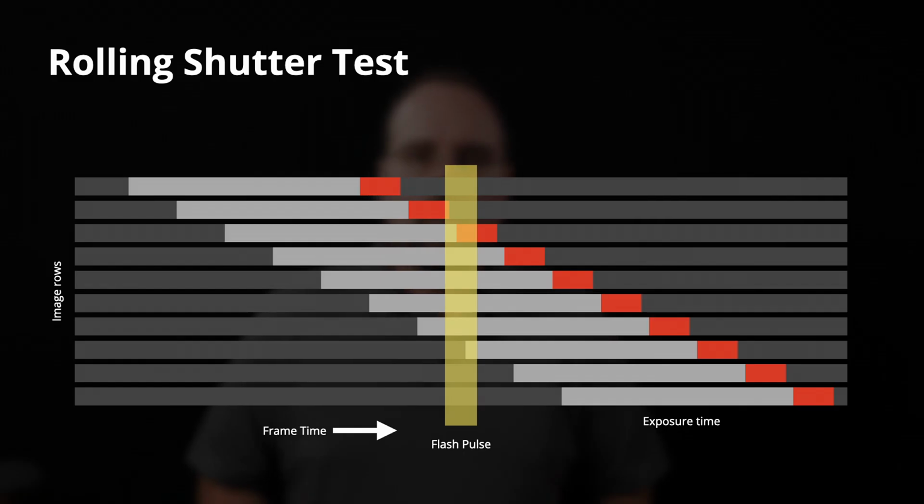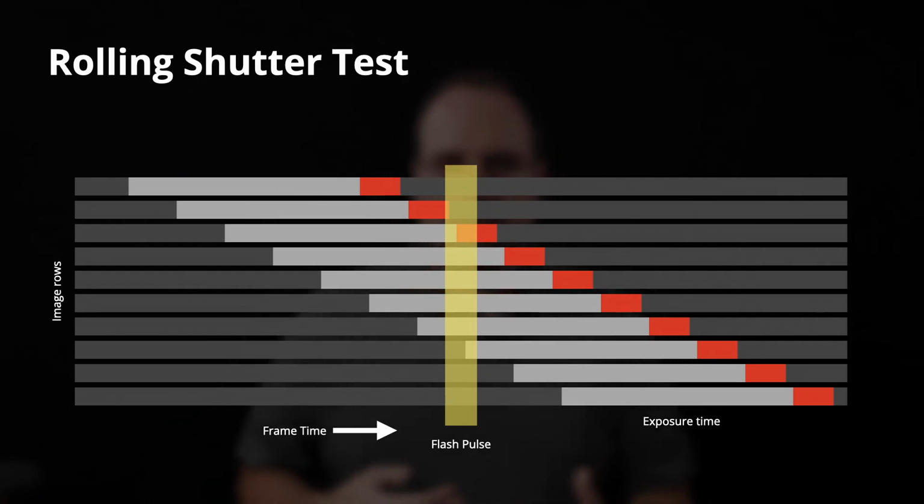Put simply, the more lines we see in the video frames for the same exposure and light pulse time, the faster the camera is able to read things out and the faster the rolling shutter will be. So this is kind of a graphical representation of what's going on in this whole process.